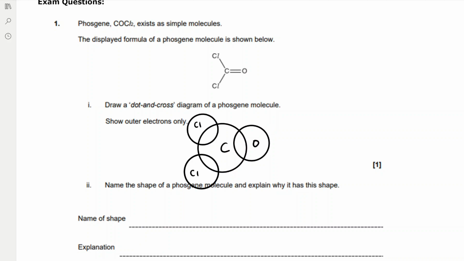So we have a double bond between the carbon and oxygen atoms, and then a single bond between the carbon and chlorine atoms. And then the chlorine atoms are going to have 6 electrons each as lone pairs. And then the oxygen atom is going to have 4 electrons as lone pairs.